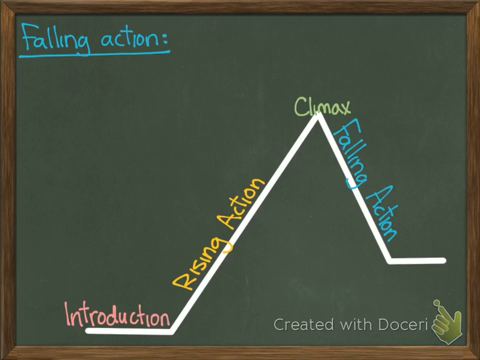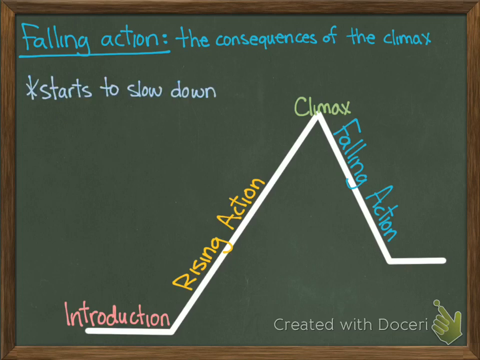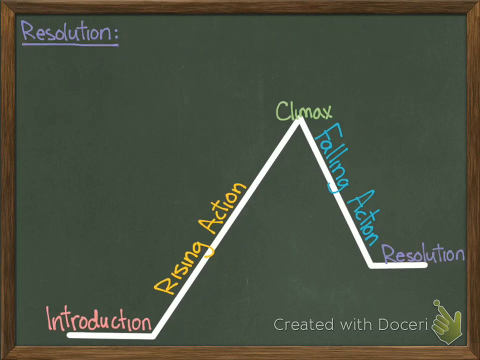Next, the falling action. It's the consequences of the climax. What happens after the climax? Things start to slow down. Nothing big is introduced. You're not going to have another huge conflict to have to resolve after this. It kind of wraps things up a bit.